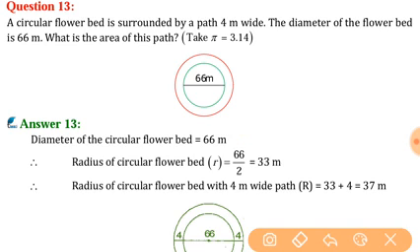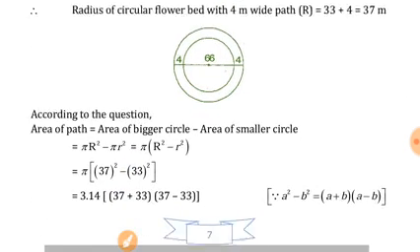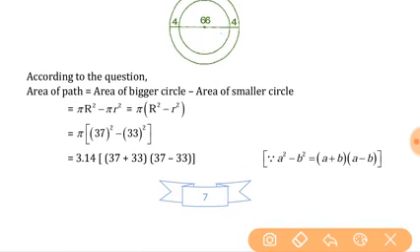Then the radius of the flower bed with the 4 meter wide path. So 4 meter means from here to here 4 meter, and this is 4 meter. Total how much? It is 66 plus 4, 70, 74. 74 half is 37 meter. Okay, according to the question, area of path is the same as bigger circle minus smaller circle.